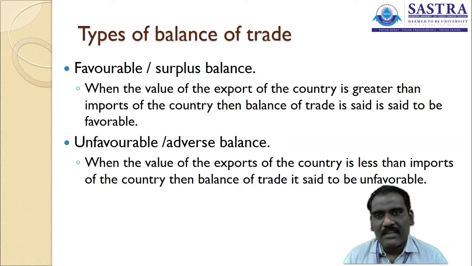In the previous example I mentioned, 400 crores worth of products are exported and 300 crores worth of products are imported. It means 100 crores would be the surplus to the country. So this particular example we can take as surplus or favorable balance.